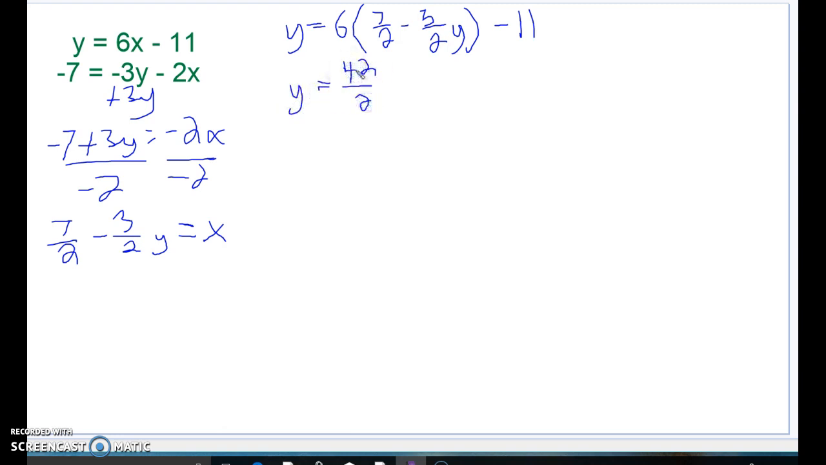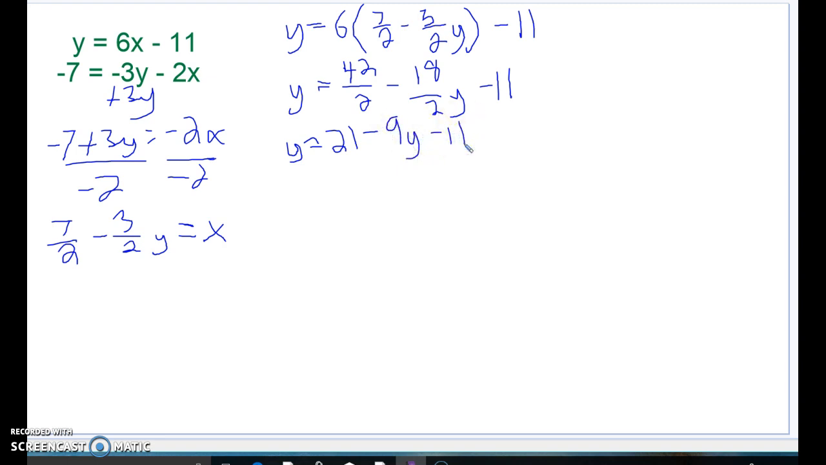Doesn't look like 42, it looks like 12. Oh, now it looks like 42. And then we have 6 times negative 3 halves. That's going to give us negative 18 halves y, minus 11. Now, before I add any like terms, I'm going to reduce these fractions. So we have y is equal to 42 halves, which is going to be 21, minus 18 halves, which is going to be 9y, minus 11. So that's going to be a lot cleaner to look at.